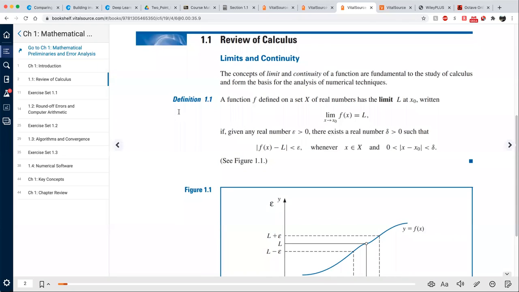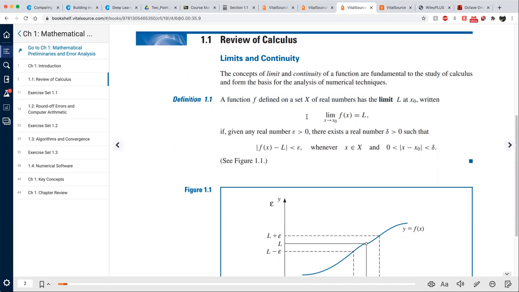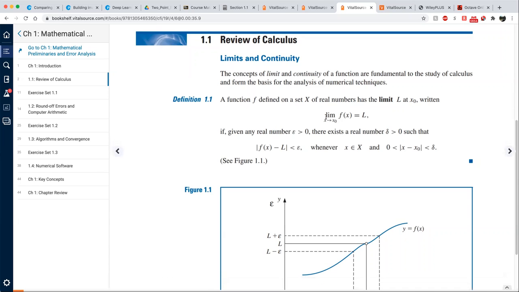So here, starting from Definition 1.1, a function f defined on a set X of real numbers has the limit L at x0, x naught, written like this. I believe that all of you know the definition of limit, but here we're actually going to see a more precise definition of the limit, called the epsilon-delta definition. The limit of f(x) as x approaches x naught equals L.